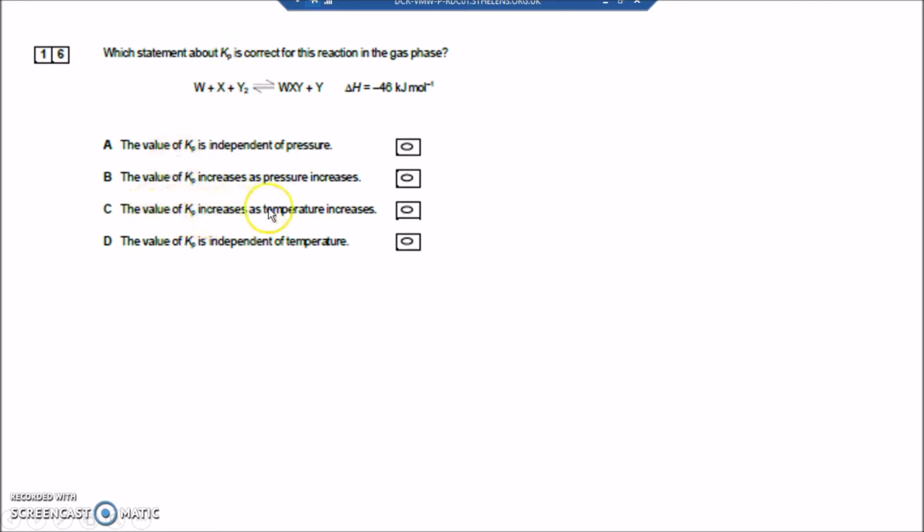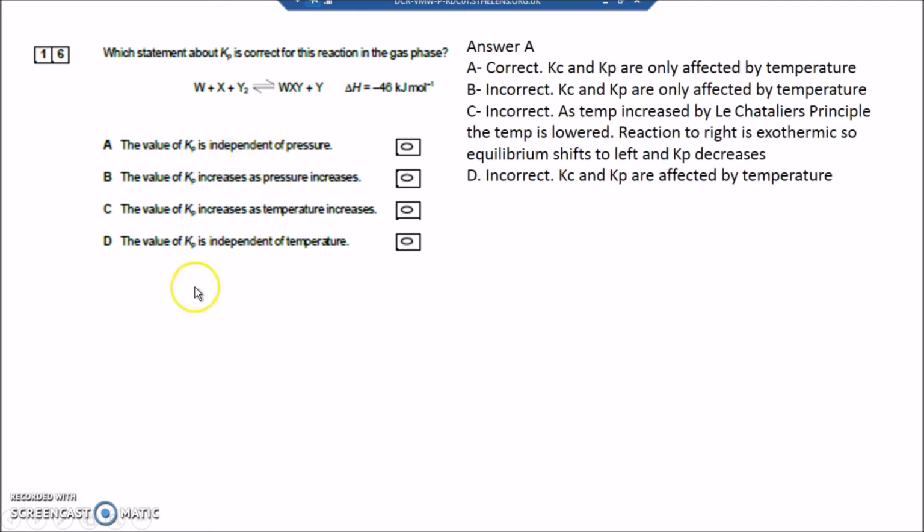The value of Kp increases as the temperature increases. So it's an exothermic reaction. That means that if you increase the temperature, by Le Chatelier's principle, it will try to lower the temperature of the surroundings by reducing the heat, shifting to the left-hand side. If it makes more of these on the left-hand side, the equilibrium constant, which is the pressure of these on the right divided by these on the left, will actually go down, because this value will increase and this one will decrease. The pressures of these divided by these determine the Kp. So the answer is definitely A.